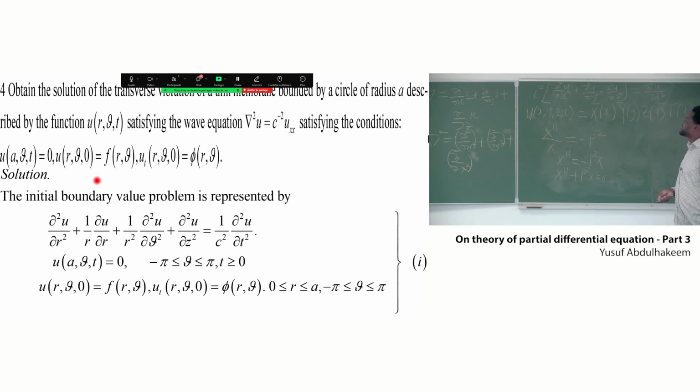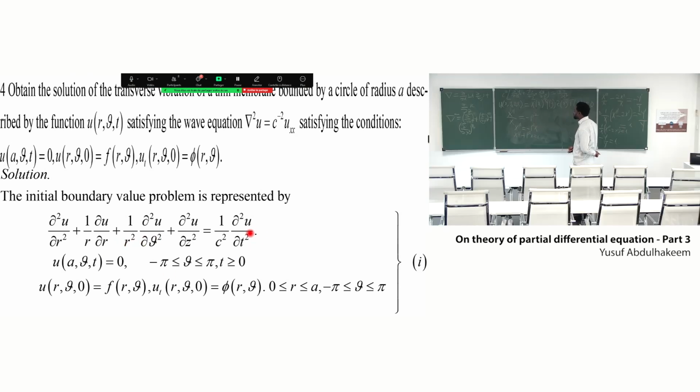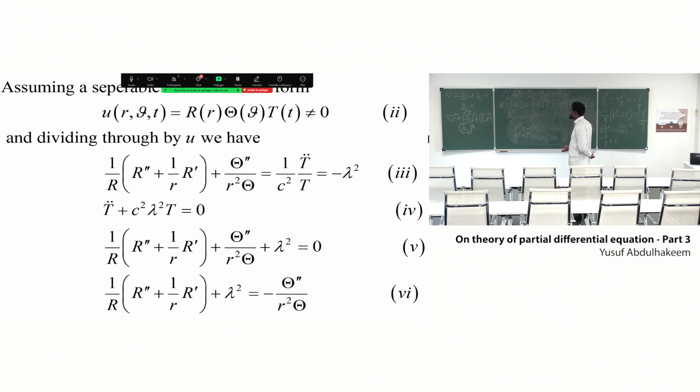The initial boundary value problem is presented by what we have here. This is the problem, and these are the conditions that are attached to this problem. Of course, the first thing we are going to do, as usual, using the separation of variable method, is to identify the independent variables, which are r, theta, z, and then the time here. By this, we know the number of functions we are supposed to assume in order to obtain the solution to this problem.